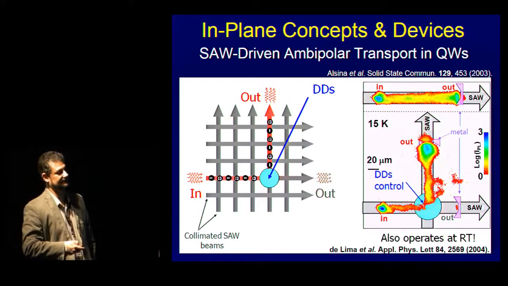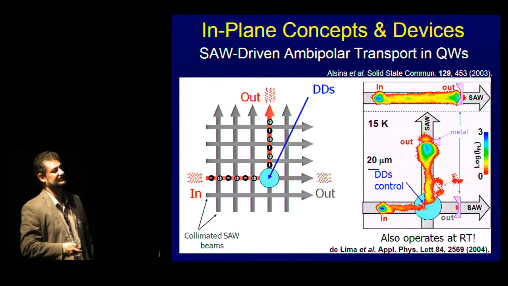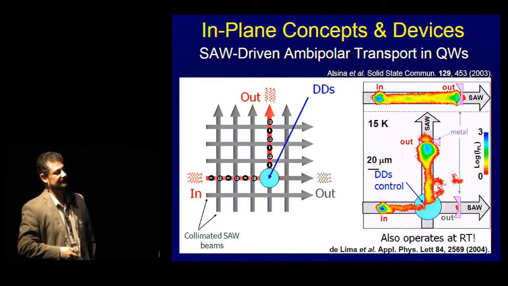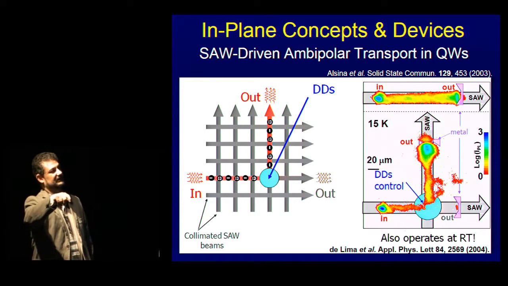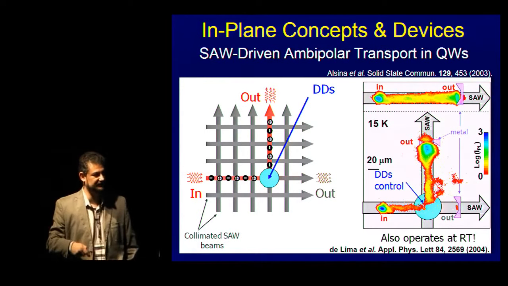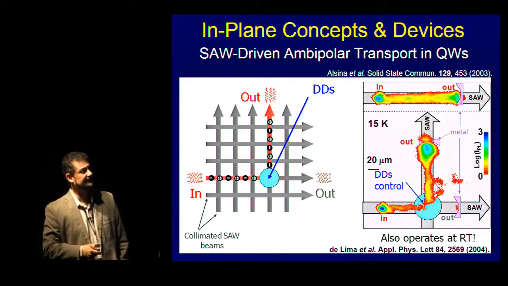Okay, so this is a picture showing that we come with photons here, they become electrons and holes, we separate them with the acoustic wave, transport them to a remote location, and what is nice is that we can put an orthogonal SAW beam here and actually switch the direction of propagation so that the light does not go out here, but out there. And there was also another work, this was performed at 15K, but we have some work showing that this also works at room temperature.